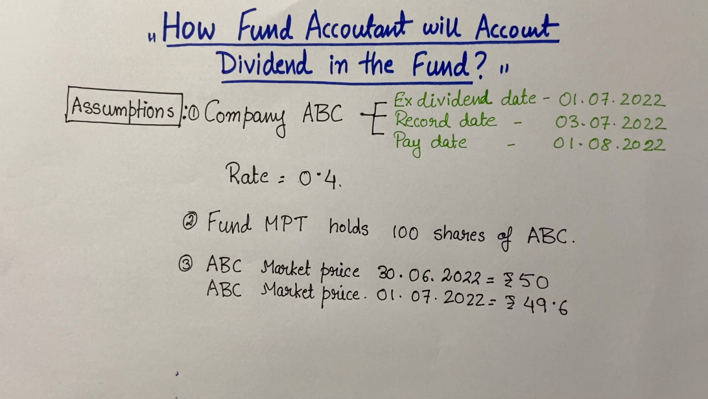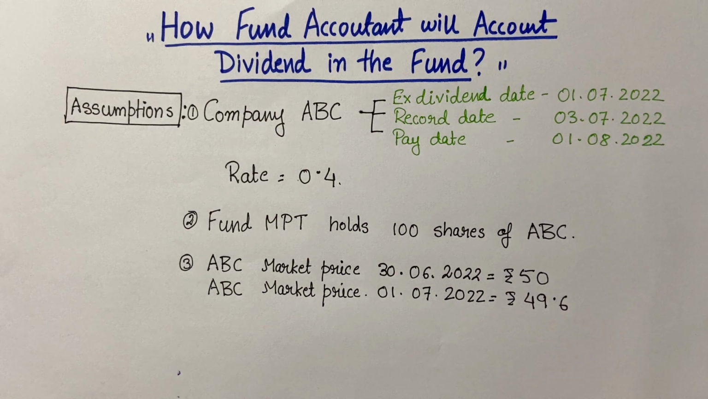So, for dividend from a fund perspective, the most important date is X date. When a security is going X date or XD, on that day, a FA or a fund accountant needs to create a provision for it in the fund. To understand it better, I have created one example.